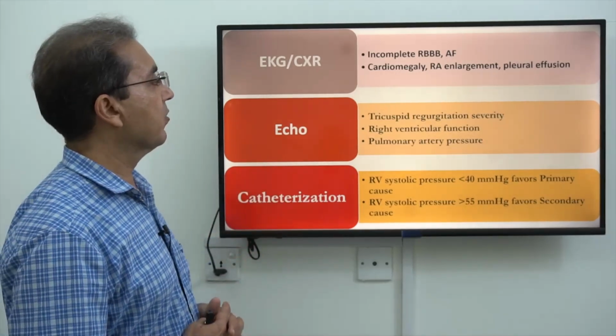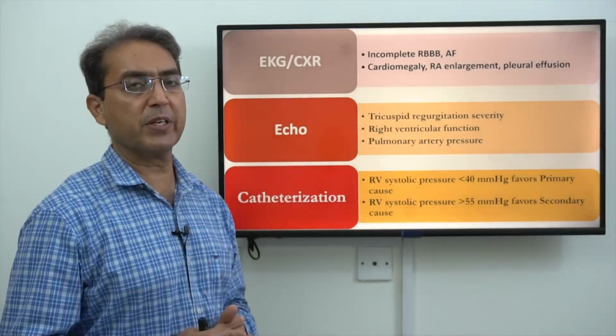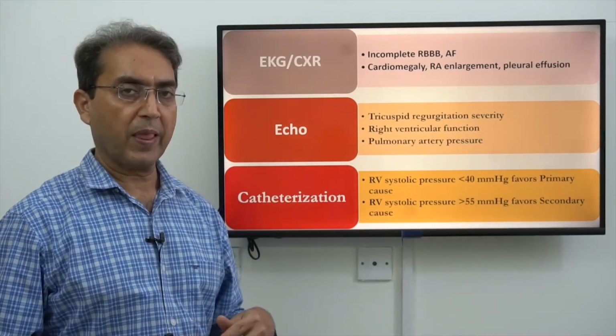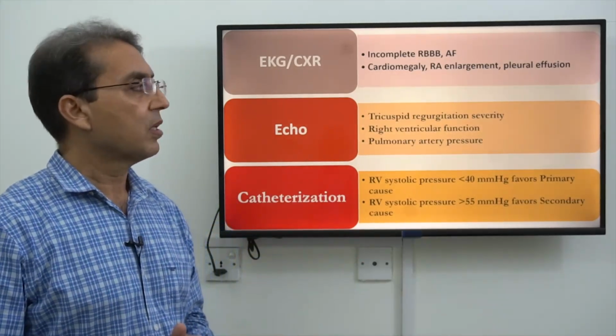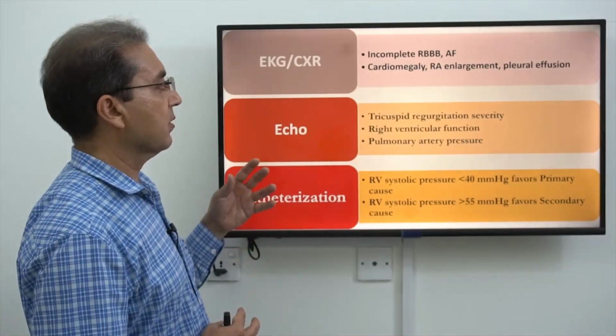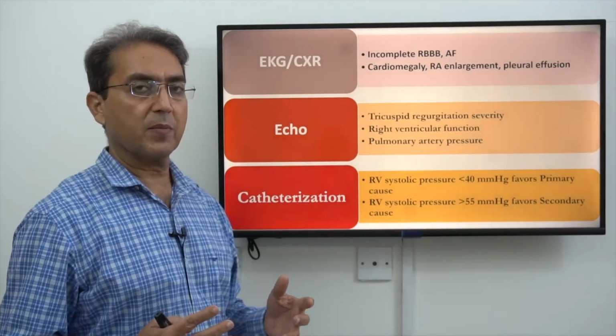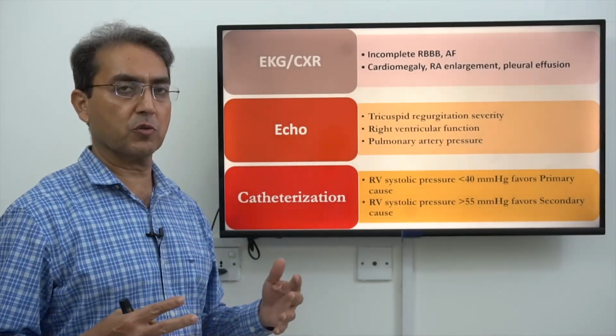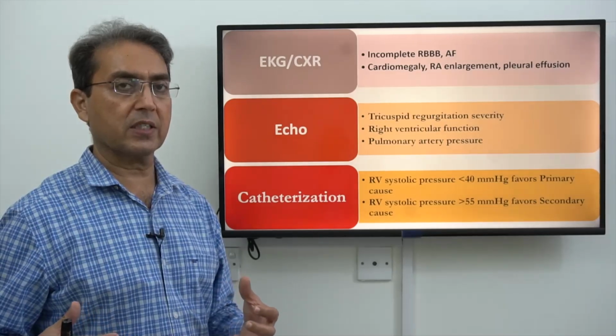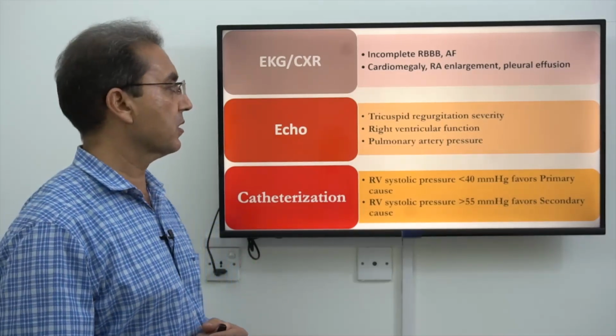Now, when we investigate on ECG, we find that there may be incomplete or complete right bundle branch block. There may be atrial fibrillation. The chest X-ray may show a non-specific cardiomegaly. There may be enlargement of the right atrium. There may be pleural effusion. The ultrasound may show the liver is congested and enlarged. There may be ascites present.